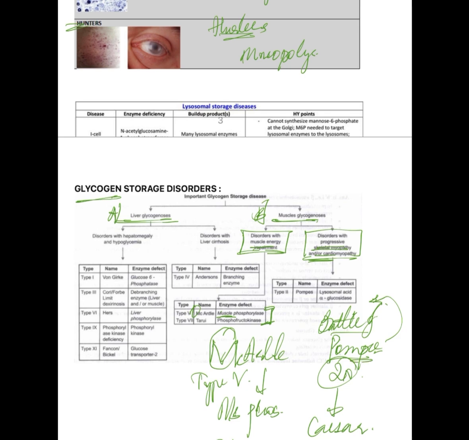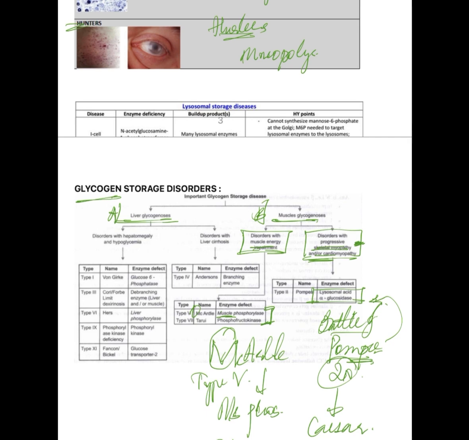So what happens in this disease is that the ruler Pompey has Pompe's disease and hence has progressive skeletal myopathy, and hence he could not defeat Julius Caesar in his war and had to run away. And this is how Caesar began ruling the world. So remember this small story and you will remember type 2 Pompe's disease, where there is lysosomal acid alpha glucosidase deficiency.